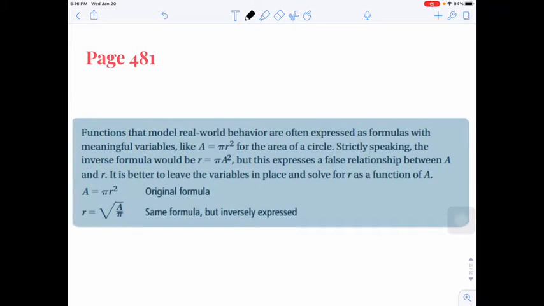Section 6.7, Example 5 on page 481. Functions that model real-world behavior are often expressed as formulas with meaningful variables, like A equals pi r squared for the area of a circle. Strictly speaking, the inverse formula would be r equals pi times a squared, but this expresses a false relationship between a and r. It is better to leave the variables in place and solve for r as a function of a. So for example, we have A equals pi r squared as the original formula, and the same formula inversely expressed would be r equals the square root of A over pi.